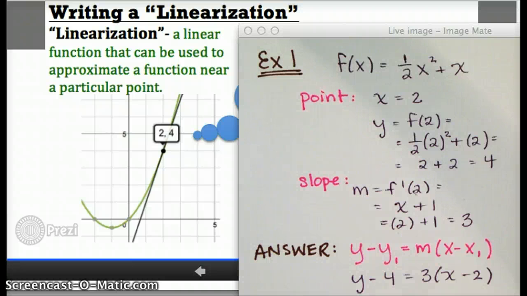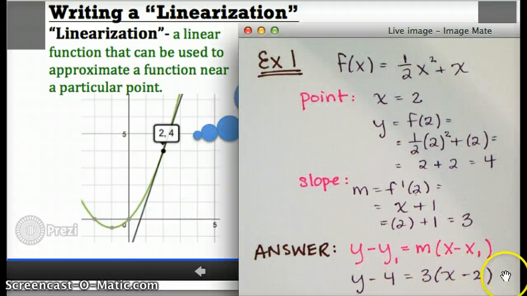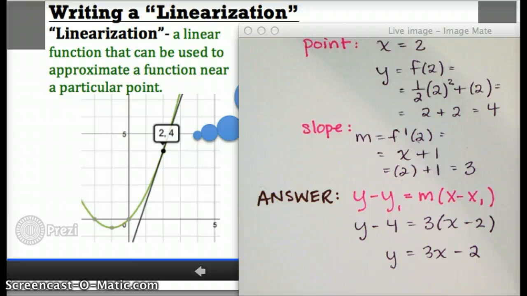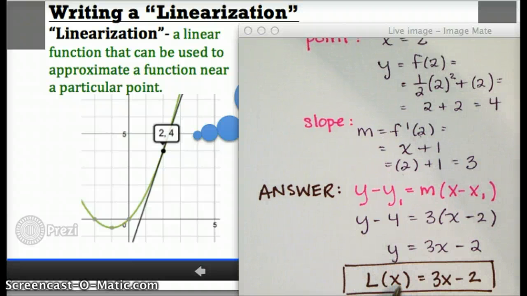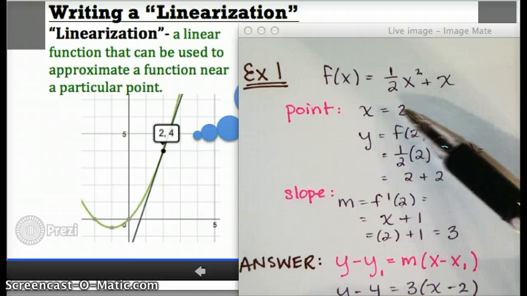It looks like this. And for the purpose of these questions, since it's asking for a linear function, we do actually want to convert to slope-intercept form so that we can write it in function notation. So go ahead and distribute the 3 and then add the 4. You should get y equals 3x minus 2. And then I'm going to write that using function notation, and I'm going to use an L for the linear function. I just replaced y with L of x, and that's just choosing a name L for the function. I like it because L is for linear, and this is the linearization of our function near x equals 2.